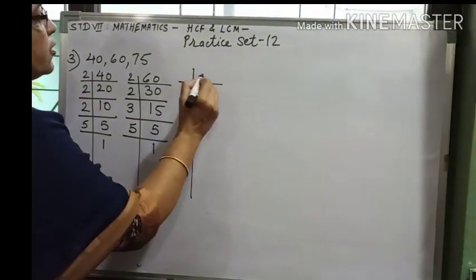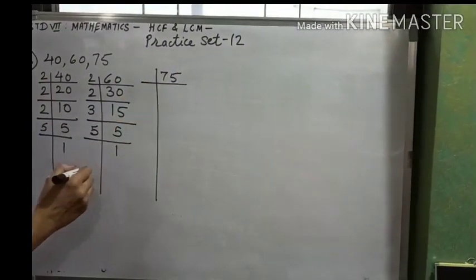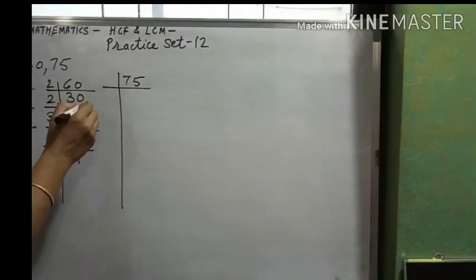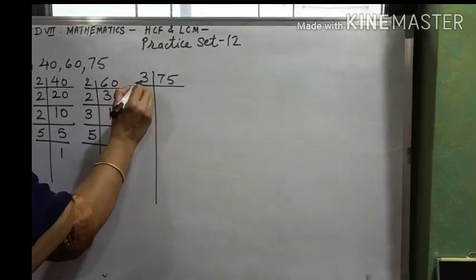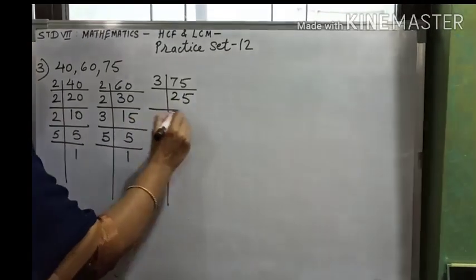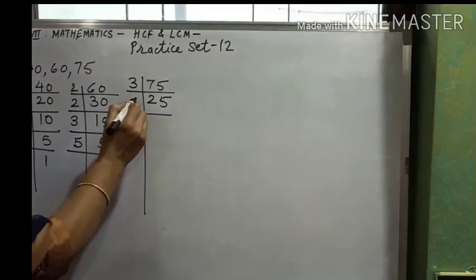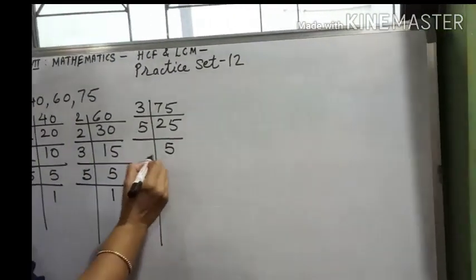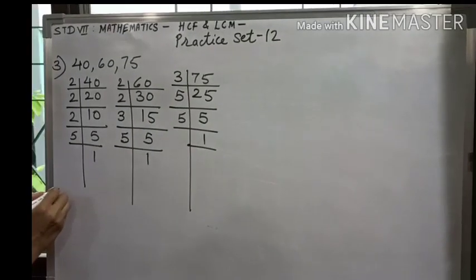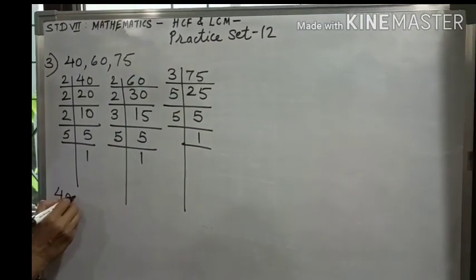Now find out the factors of 75. 75 is an odd number, so it is not divisible by 2. So we will go to 3. So 75 divided by 3, here we get 25. Now you know factors of 25. 5 5s are 25, 5 1s are 5. Now the factors we will be writing here.